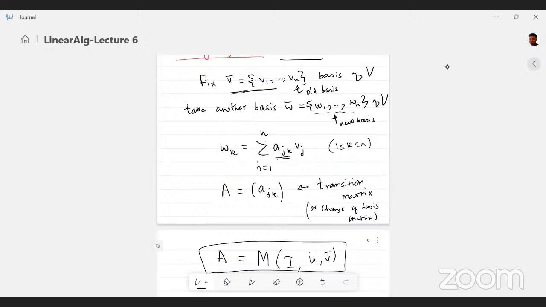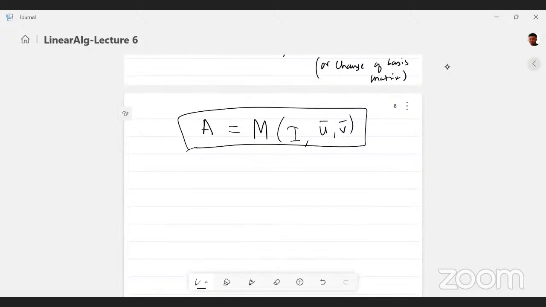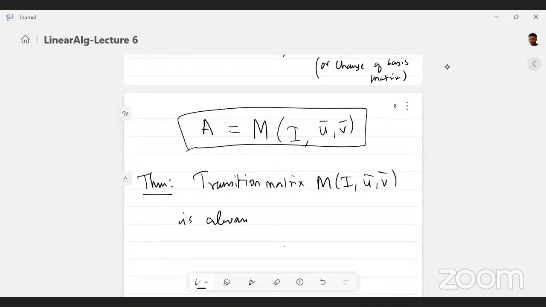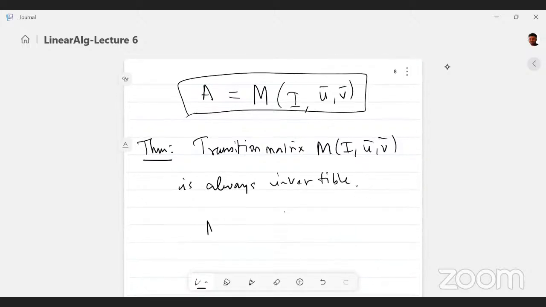So we got a matrix which helps us go from one basis to another basis. Now one can ask, what can you say about this matrix? Can anyone guess what we can say? Invertible always. So this transition matrix, M of I, U bar, V bar, is always invertible. So what will be the inverse?